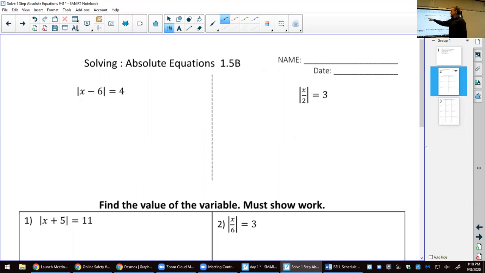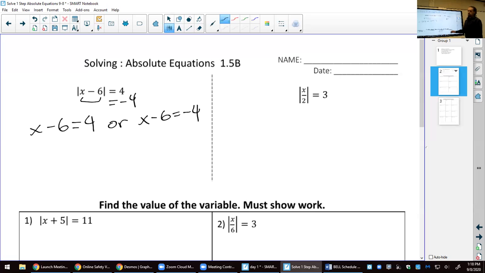So when we see |x minus 6| equals 4, it means that whatever is in here needs to either equal positive 4 or it can equal negative 4. Which means anytime we're solving absolute value equations, almost always we'll have two answers. So the way we set this up is we're just going to write out two separate equations. We want to know what is the answer of x minus 6 equals 4, or we want to know what is the answer of x minus 6 equals negative 4.